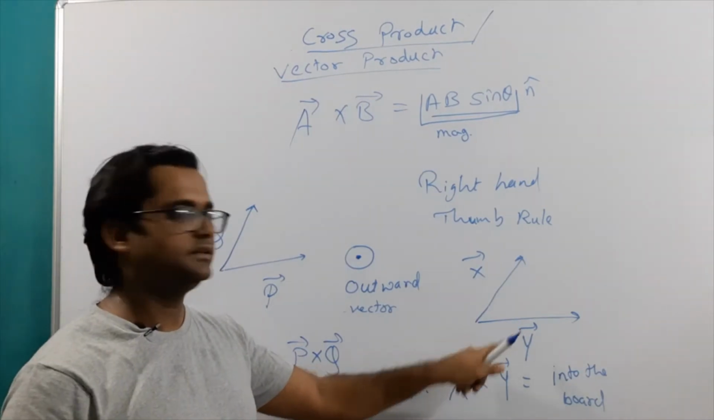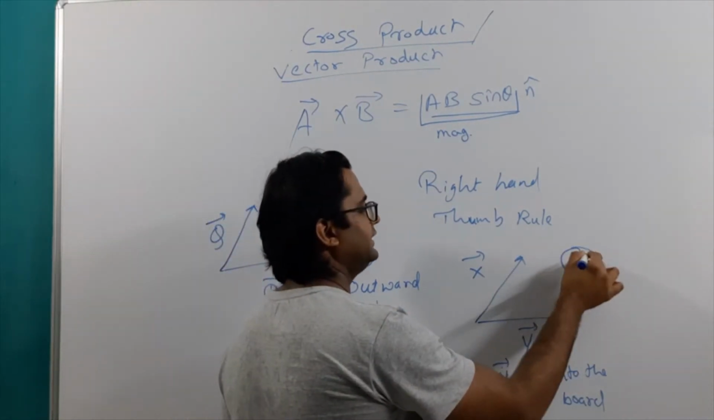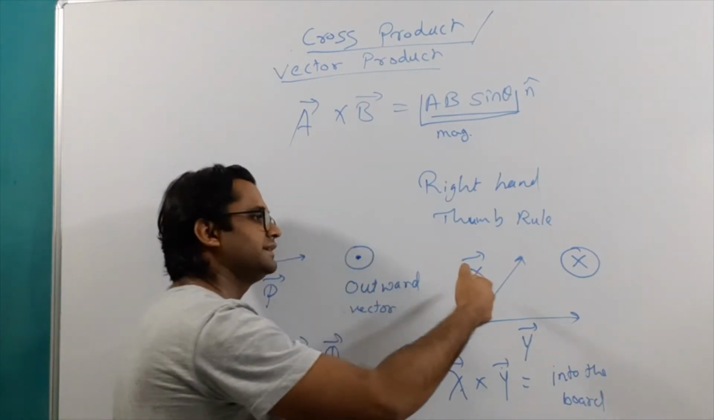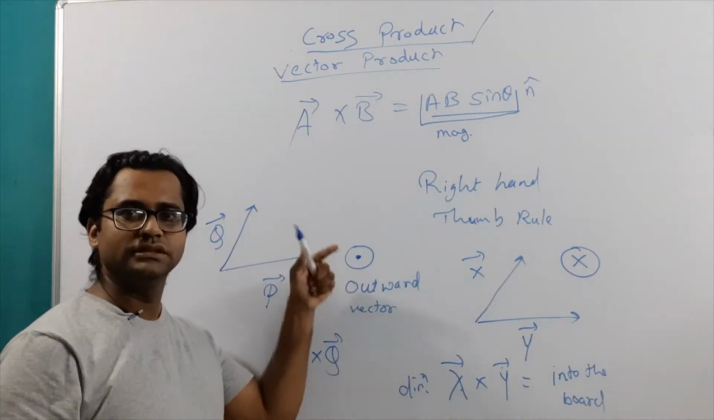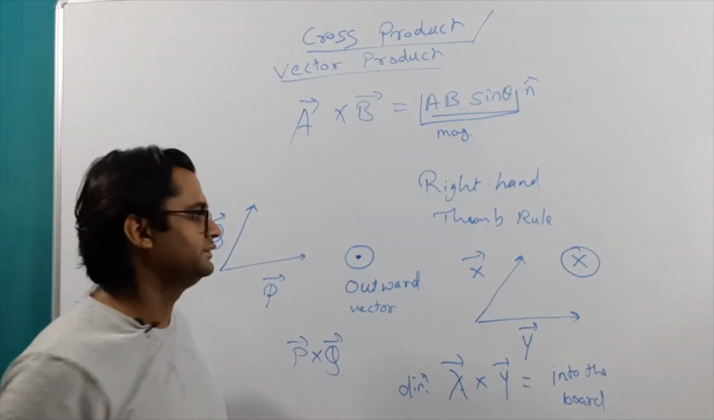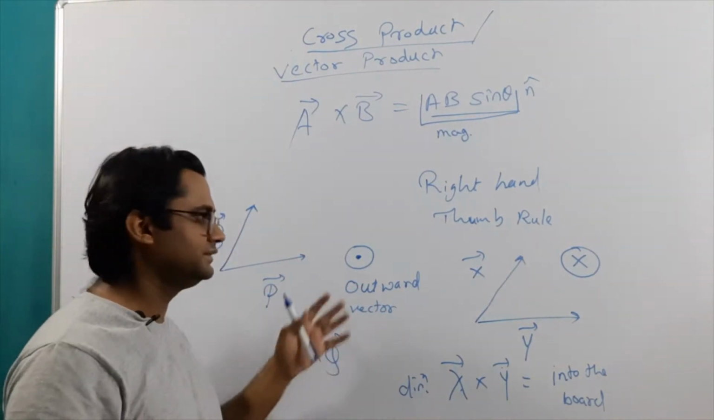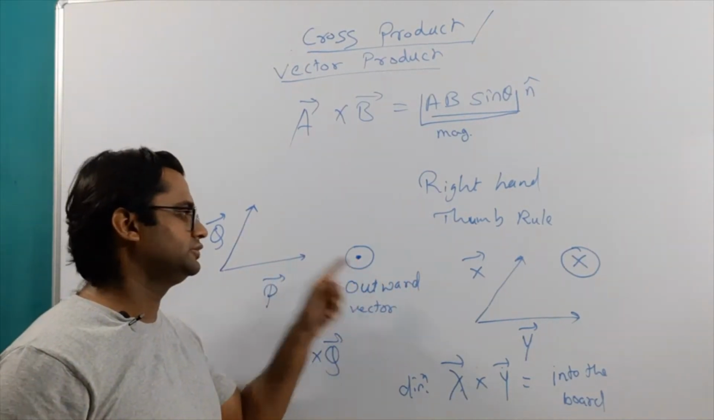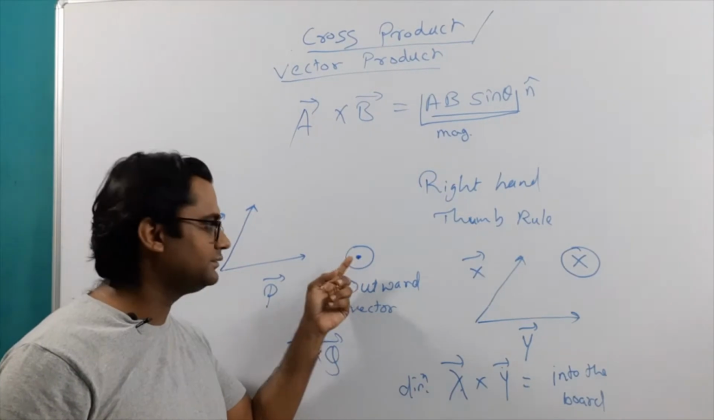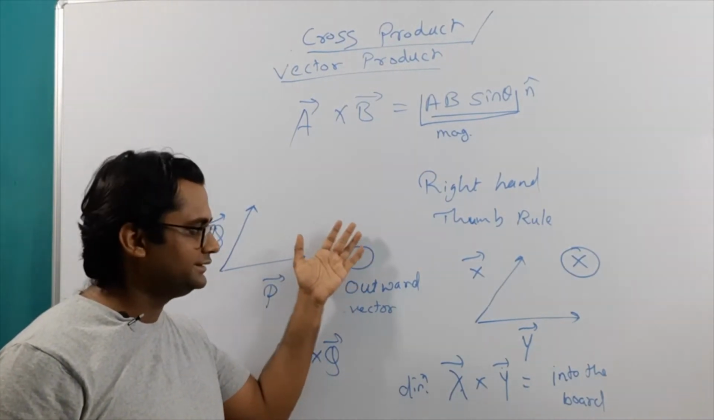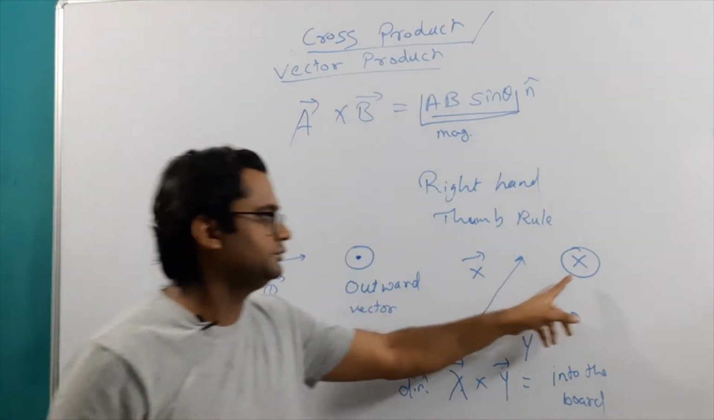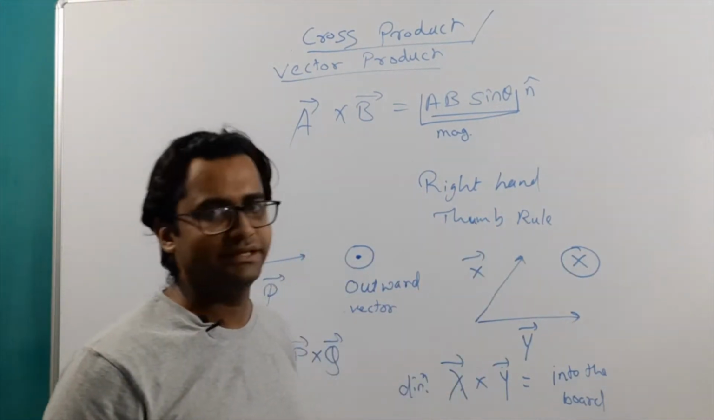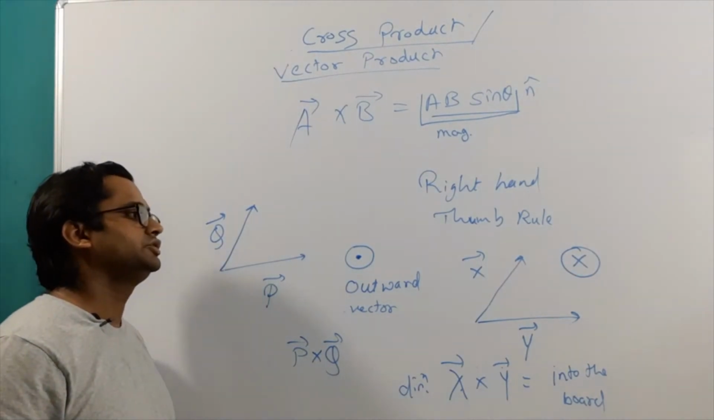So how to show this kind of direction? We draw a circle and put a cross. This cross shows the vector is moving inside the board, and the dot shows the vector is moving out of the board. In my case it is a board, in your case it will be a notebook. If you show a dot in your notebook, it means the vector is coming out of your notebook. If you put a cross, it means the vector is going inside your notebook. So this is how we show the direction of vectors.